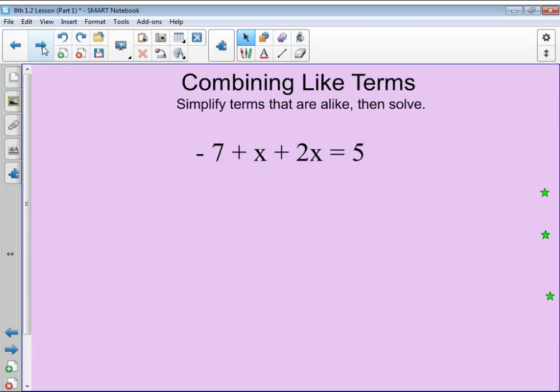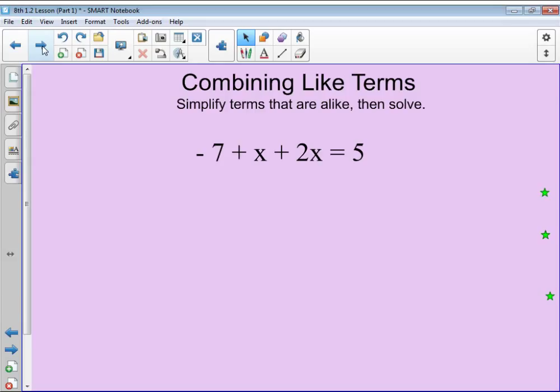So the next step is where they're going to be giving us like terms. And we need to go through and combine them or put them together where we have terms that are the same. Now, terms can be where it's just a number. Terms can be where you have a number with a variable, okay?